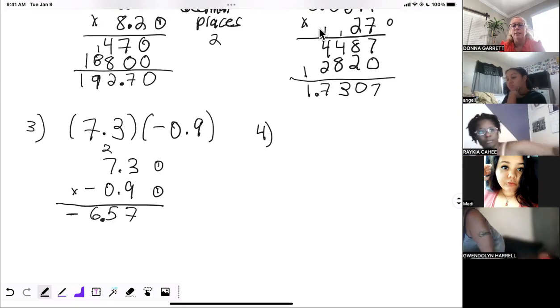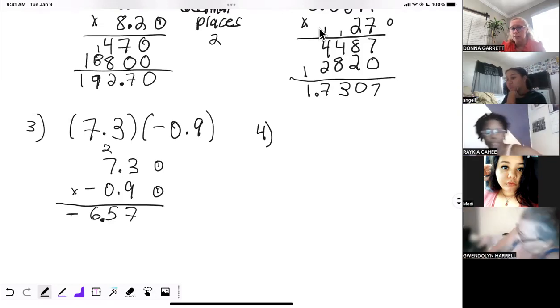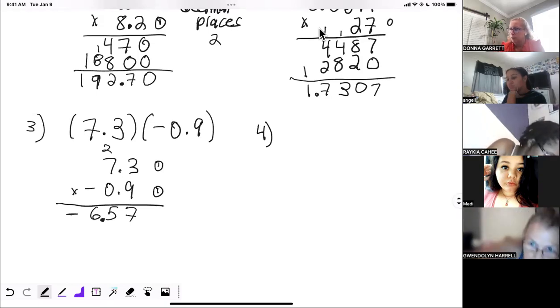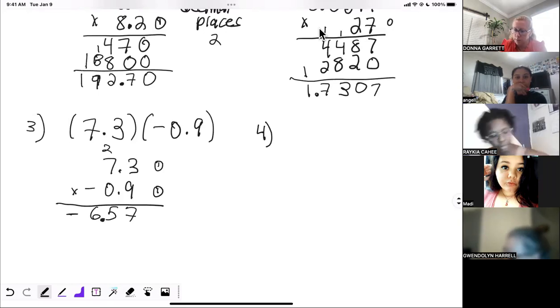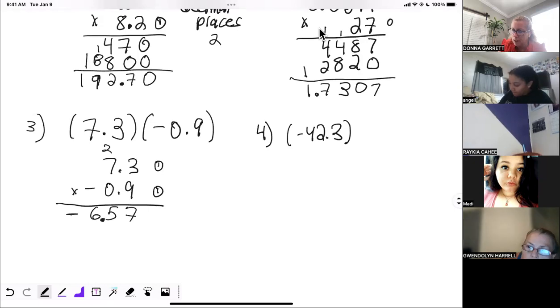It's not a bad idea that when you have negatives to just put on the bottom what the answer is, whether it's positive or negative at the beginning, so you don't forget it. It's really easy to get all into this problem and then you forget to do your signs. All right, negative 42.3 times negative 12.6.